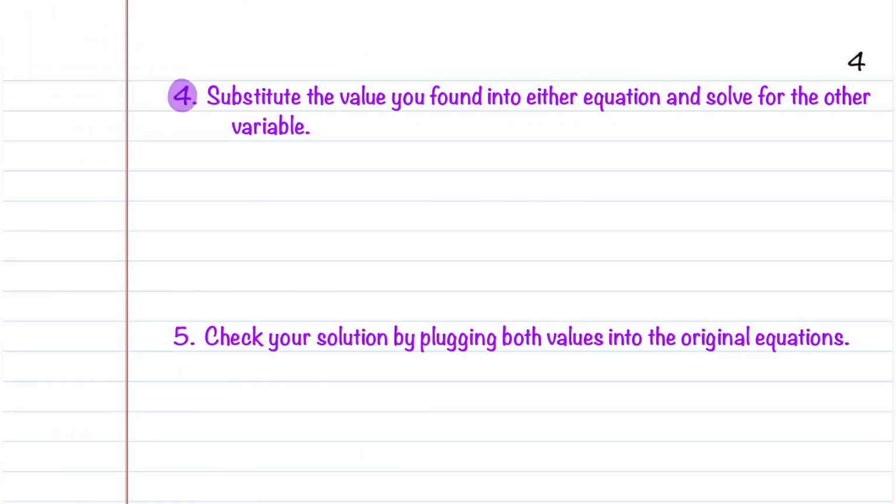Step 4 is that we're going to substitute this value, y is equal to 2, that we just found, into either of the equations and then solve for the other variable. I'm going to write down our first equation, x plus 2y is equal to 5. I chose that one because there's no coefficient in front of the x, and it'll be really easy to solve for x. In our last step, we found that y was equal to 2, and we're going to take that and plug it in for y.